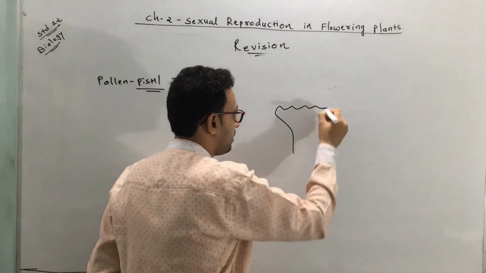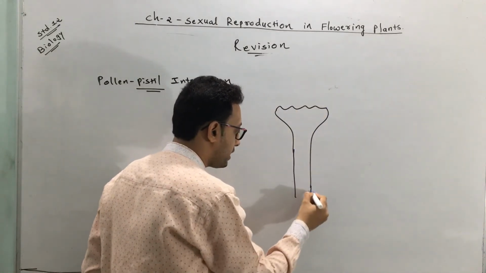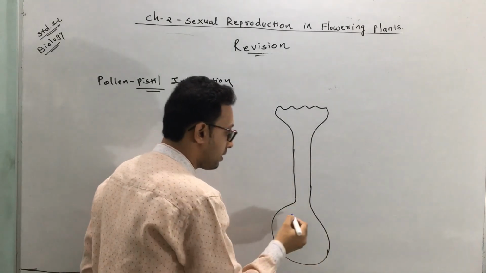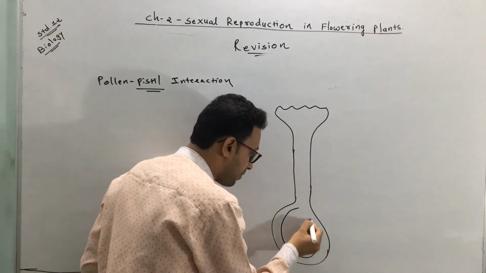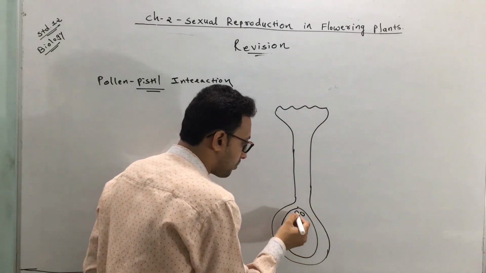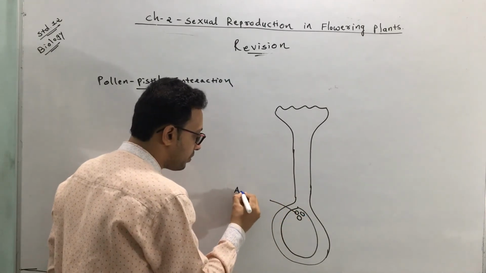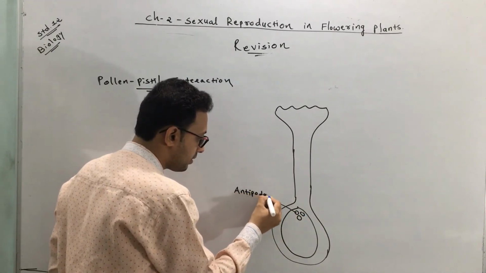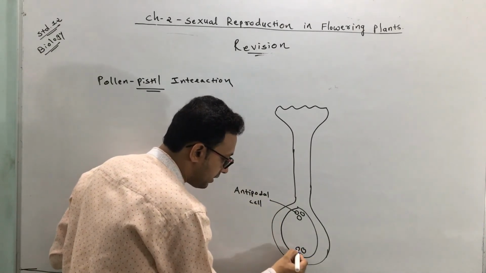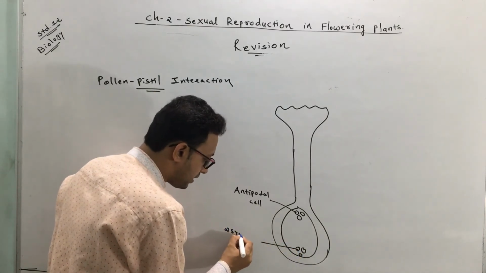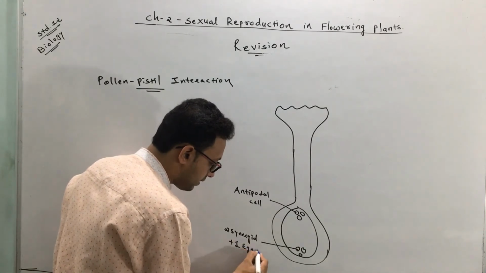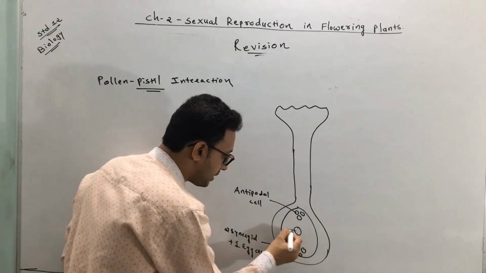So I am just drawing a carpel. You can also call it a pistil. Okay, there is the presence of an embryo sac. I am directly drawing the embryo sac inside it. Three cells are present at the chalazal end, which we call antipodal cells. Three cells are present at the micropyle: two synergid cells plus one egg cell, and in the center there is the presence of polar nuclei.